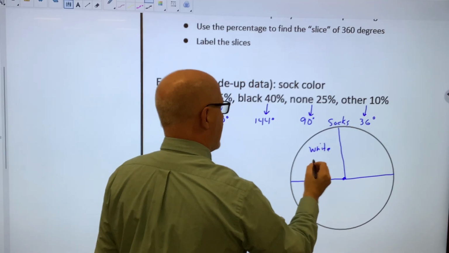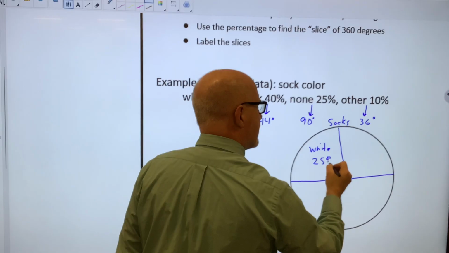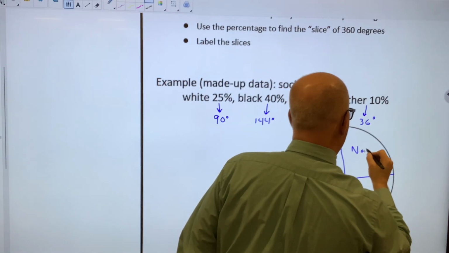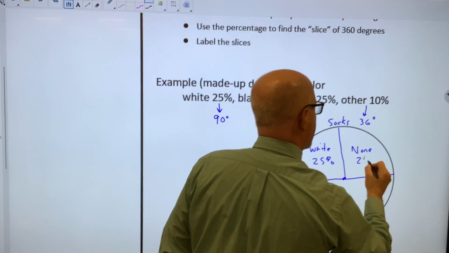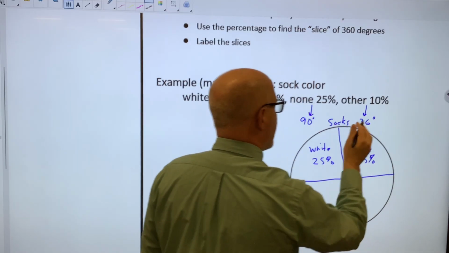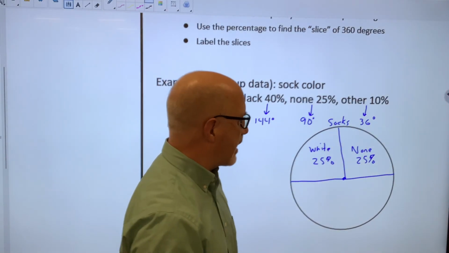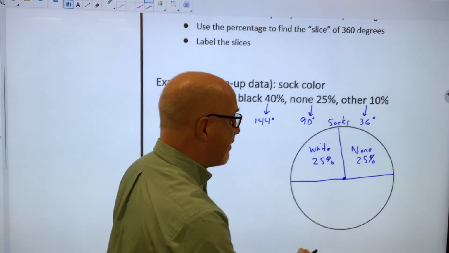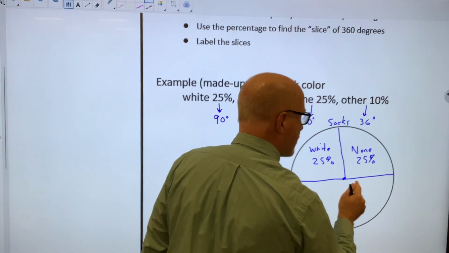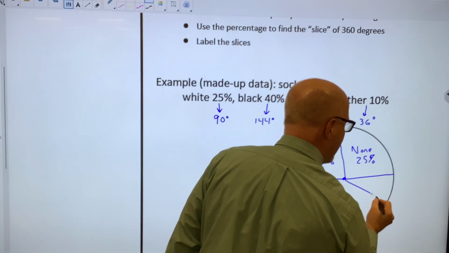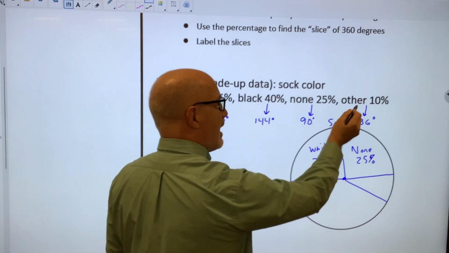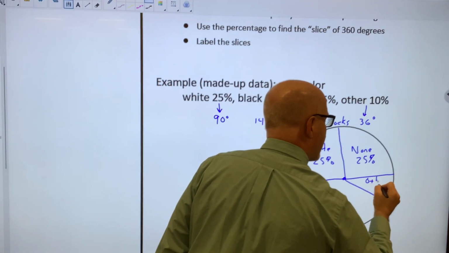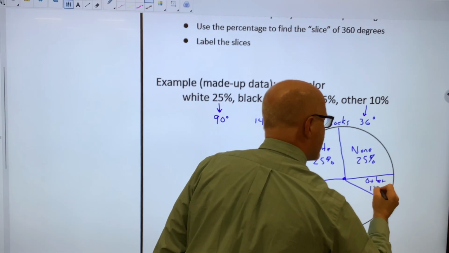So white would be 25%, I'll put in this category. Then I'm going to put the none here in the other 25%. Okay, so 25% here. Now these, I have to measure. You could use a protractor if you want to get a more accurate graph. 30 degrees is right about here, so 36 degrees is a little bit bigger than that. So this would be my 10% here for other. So I'll put other here is 10%.